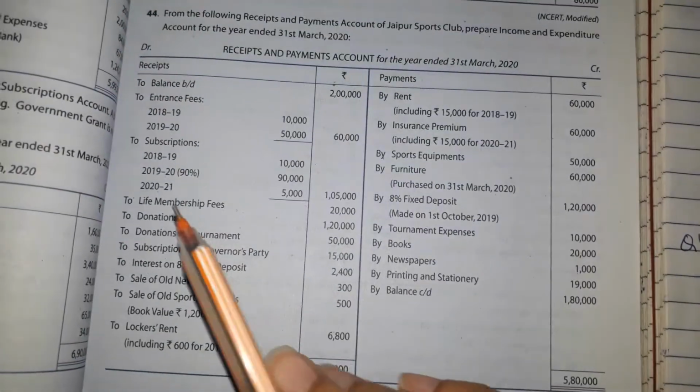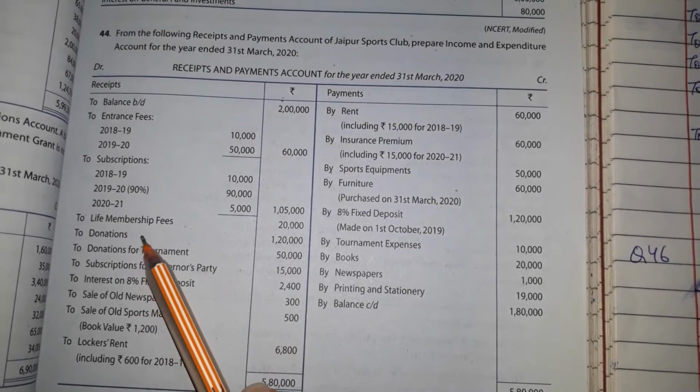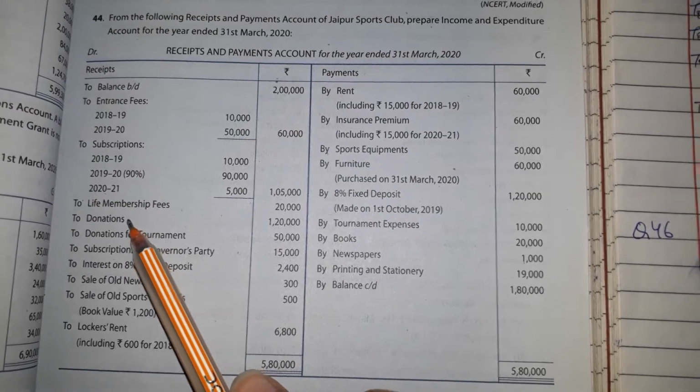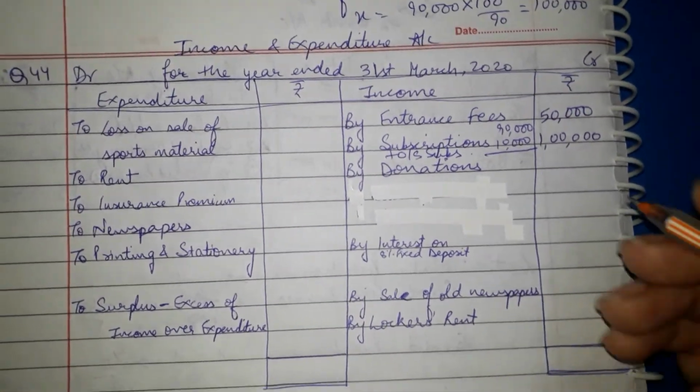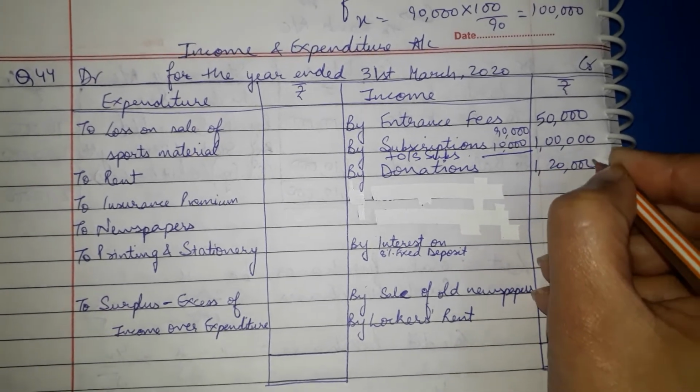Now we come to the next item, that is donations. Donations 1,20,000. Since there is no condition of usage specified here, this means that it is a general donation, and general donations are recorded in income and expenditure account, and the amount is 1,20,000.